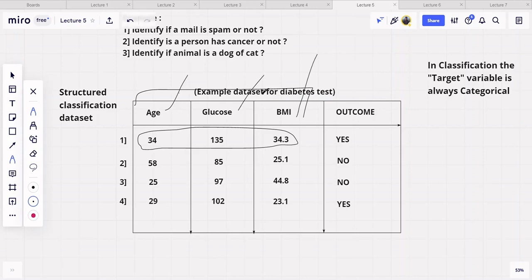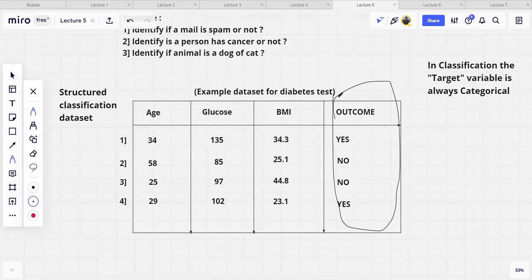Also remember that here the outcome column, which is the variable that we are trying to predict, is a categorical variable. Here we have two classes. One is yes and the other one is no.